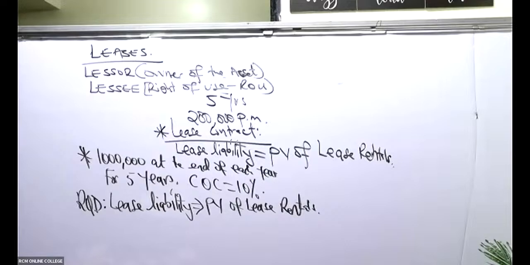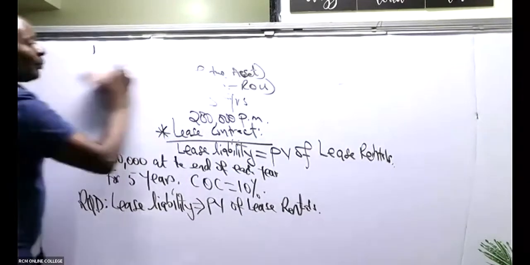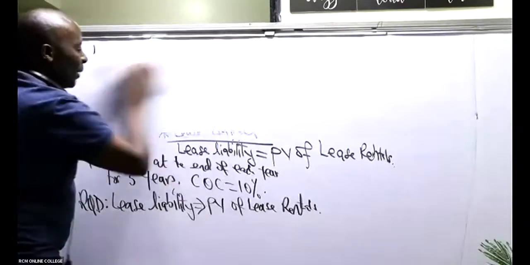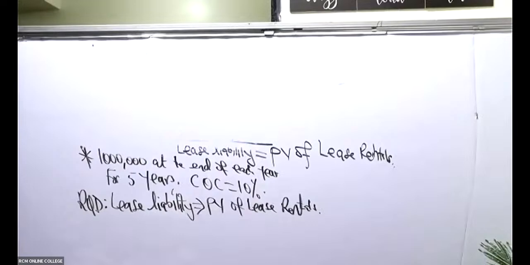Remember, COC stands for cost of capital. Remember, in most of the cases for leases, we shall be using annuities, because of the regularity in most cases.